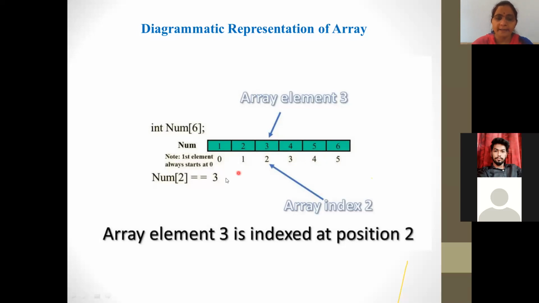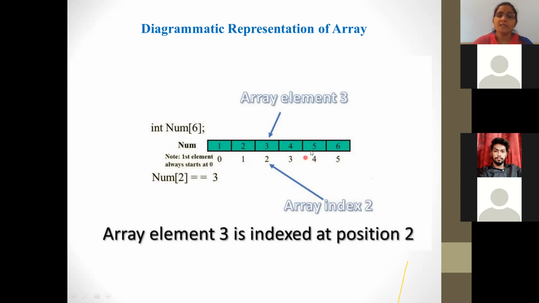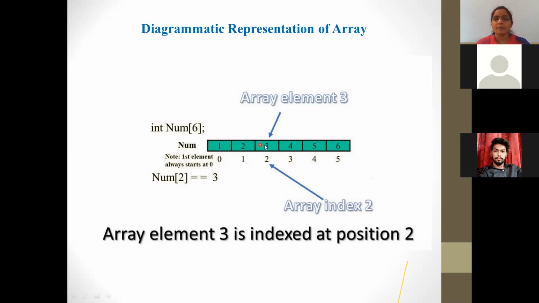Suppose like this, num[2] equal to 3. Suppose I want to refer to num[4], the fourth value of num. So what will be the value at the fourth index? 5. Anyone? Yes, correct. The 5 is the actual value and 4 is the index. You remember that all these indexes are generally used to refer to the array elements. And these blue boxes 1, 2, 3, 4, 5, 6 are the array elements.